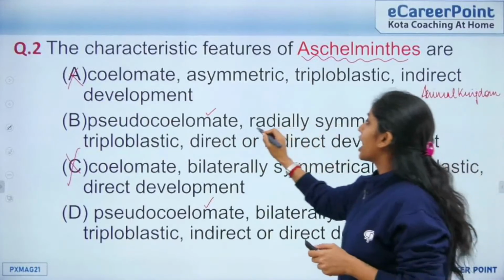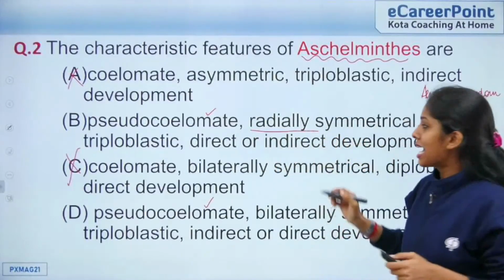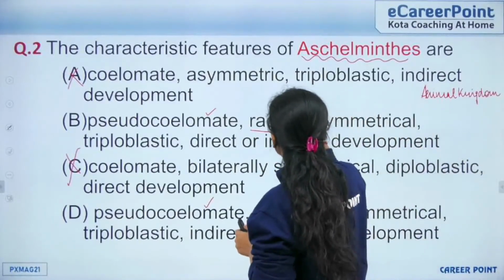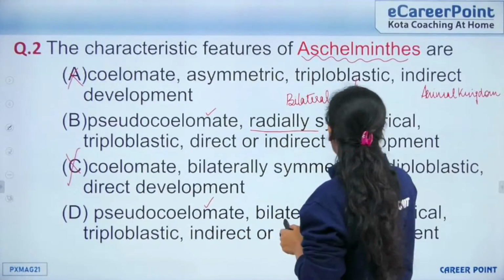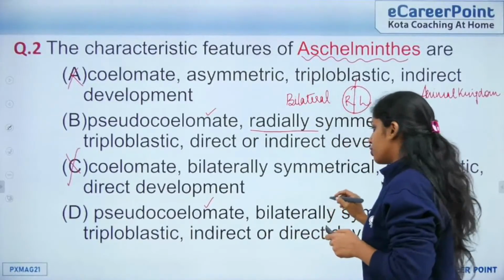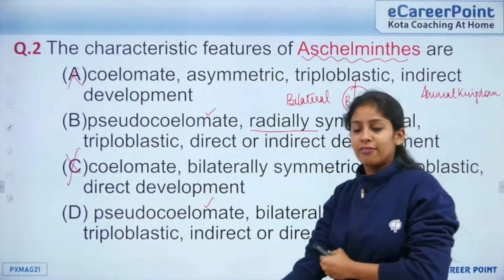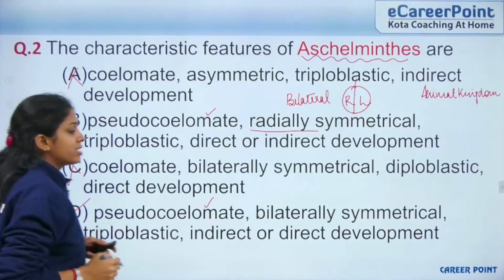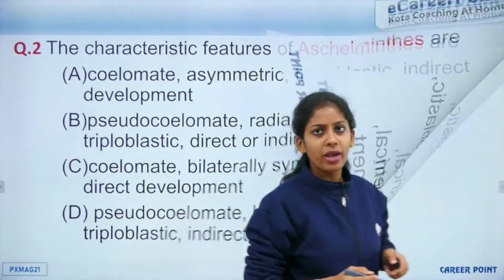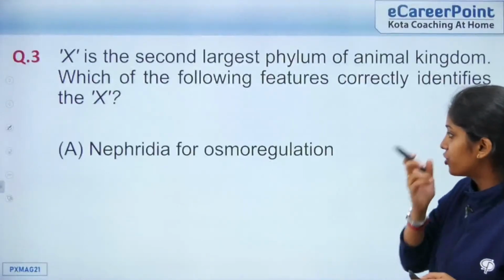Now look, radially symmetrical, but Aschelminthes are bilaterally symmetrical. What is bilateral symmetry? They give you equal right and left halves. They are triploblastic, that is they have 3 levels of organization: ectoderm, endoderm and mesoderm. So this is the right answer. Okay, so here we go to the next one, question 3.